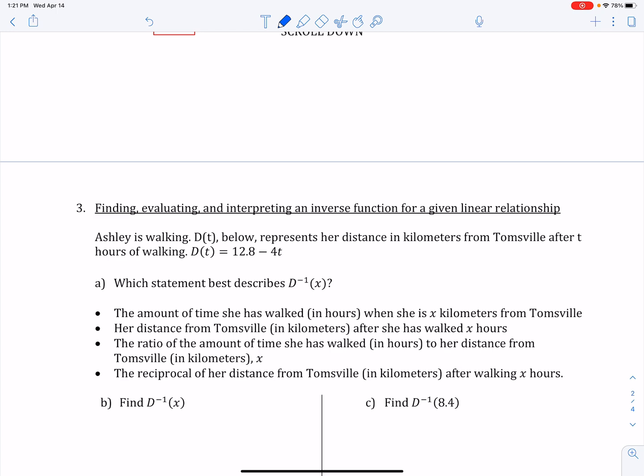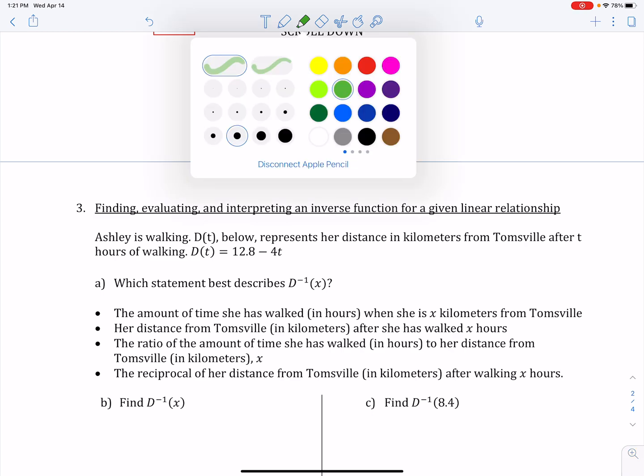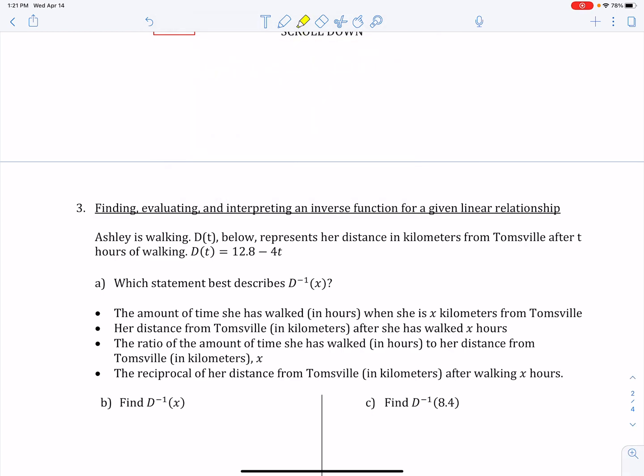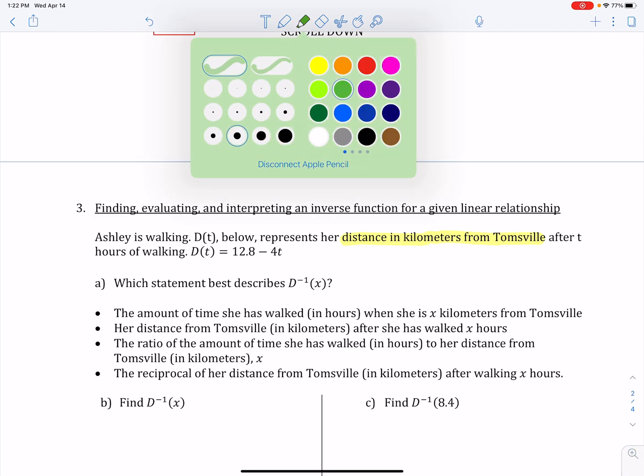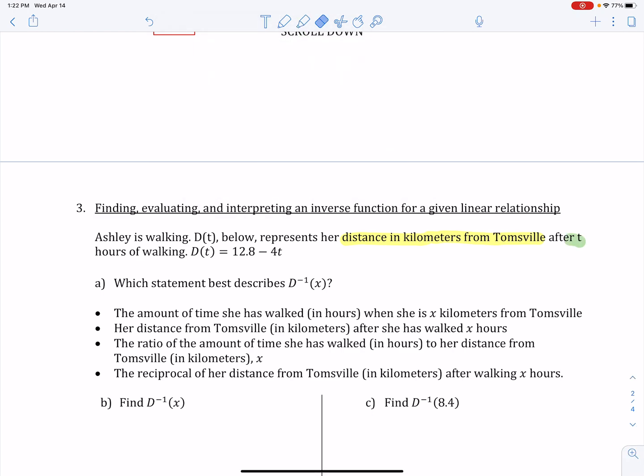Okay, now we're getting into some word problems. I know it's all your favorite, but it's finding, evaluating, interpreting an inverse function for a given linear relationship. So the problem says Ashley is walking. d of t below represents her distance in kilometers from Tomsville after t hours of walking. Let's highlight that. Well, that's important as well. After t hours of walking. And then it gives us the function or formula there.